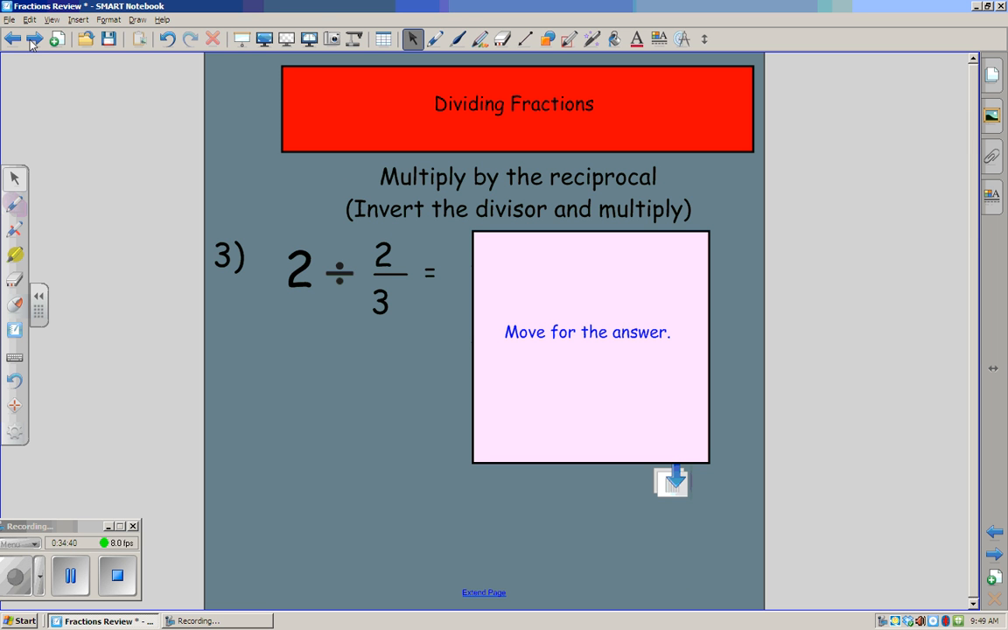All right, last practice problem. So 2 divided by 2 and 2/3. Please pause yours. Remember, if you have a big number, it goes over 1. And complete this problem.